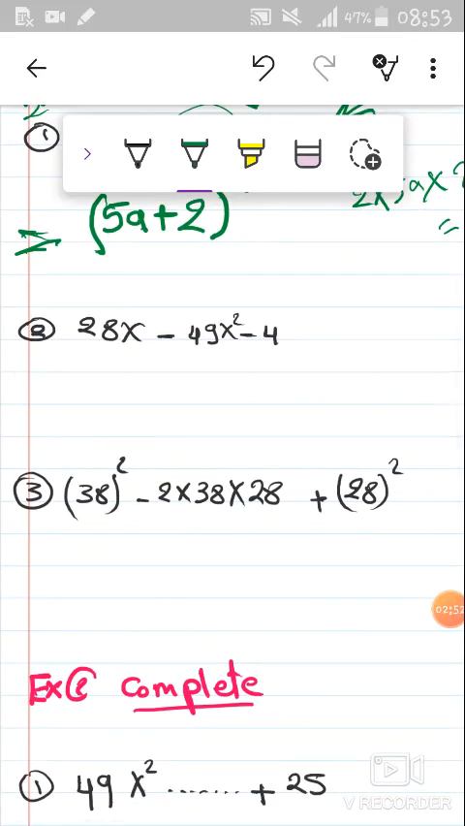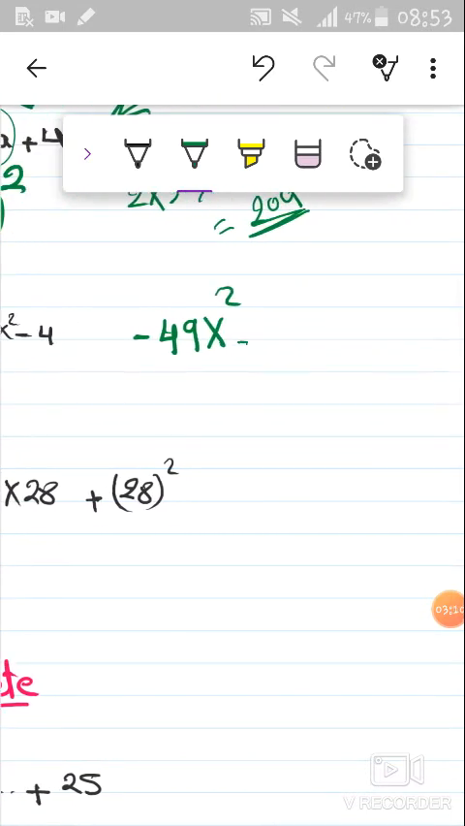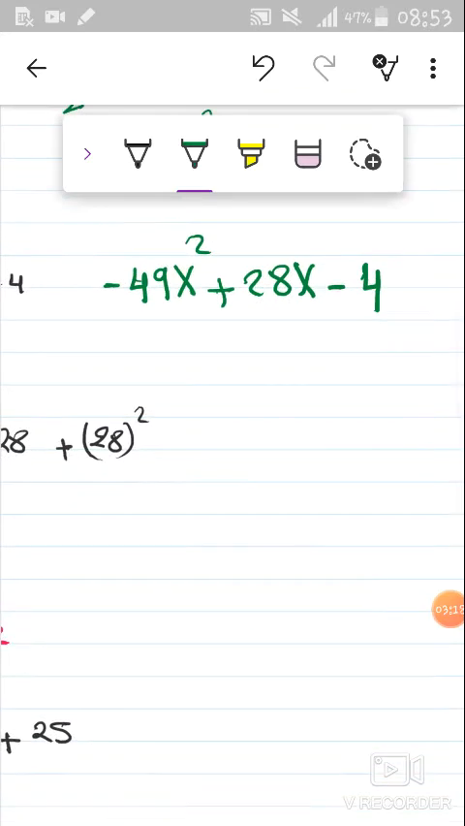Next, 28x minus 49x squared minus 4. First of all, the terms of this expression are not arranged, so we are going to arrange it: negative 49x squared plus 28x minus 4. We can take the highest common factor, negative, so it will be negative of 49x squared minus 28x plus 4.